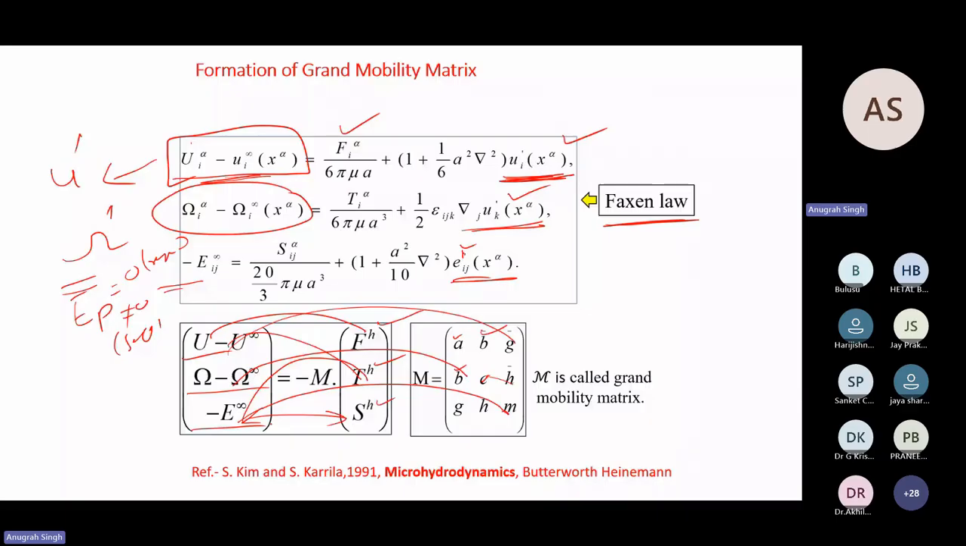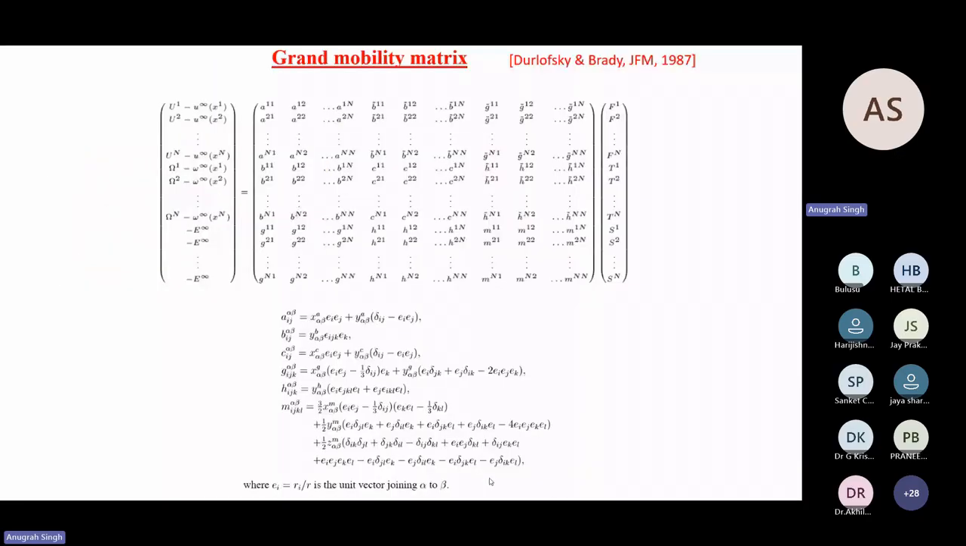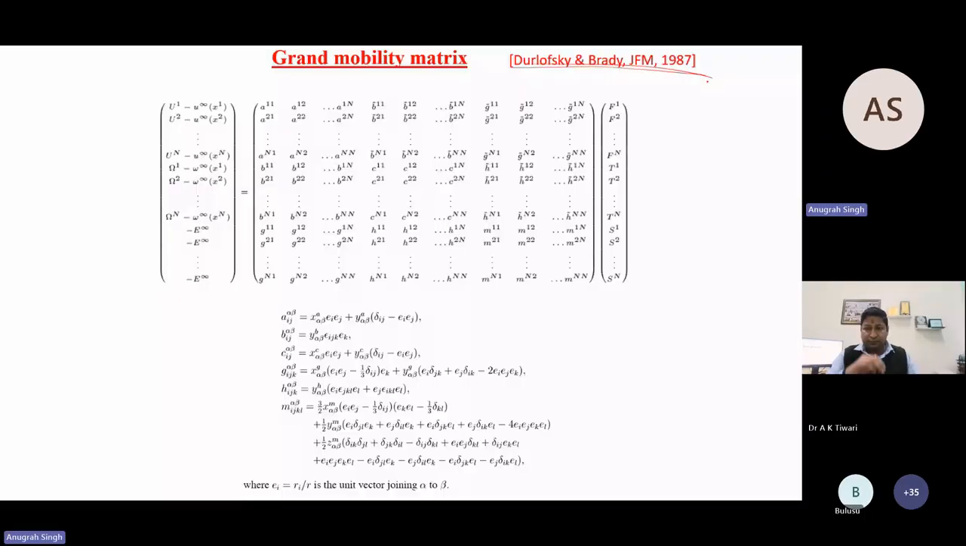All these have been nicely shown, and how to compute their components, in the book Micro Hydrodynamics. It is a very detailed book. If you want to learn Stokesian dynamics, you should read this book. It's a very nice book. Also, the paper of Durlofsky and Brady gives fairly good detail. That was for any particle alpha.